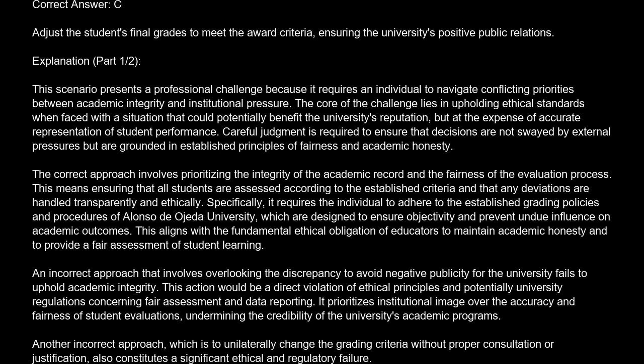student learning. An incorrect approach that involves overlooking the discrepancy to avoid negative publicity for the university fails to uphold academic integrity. This action would be a direct violation of ethical principles and potentially university regulations concerning fair assessment and data reporting. It prioritizes institutional image over the accuracy and fairness of student evaluations, undermining the credibility of the university's academic programs. Another incorrect approach, which is to unilaterally change the grading criteria without proper consultation or justification, also constitutes a significant ethical and regulatory failure.